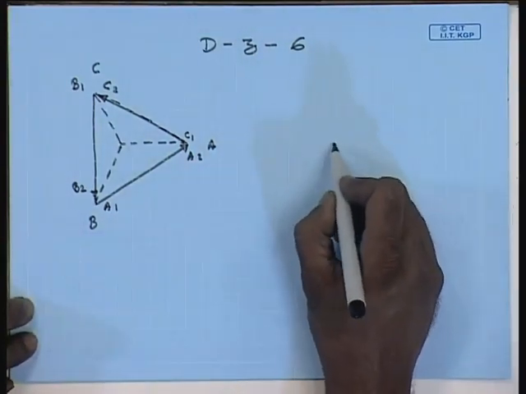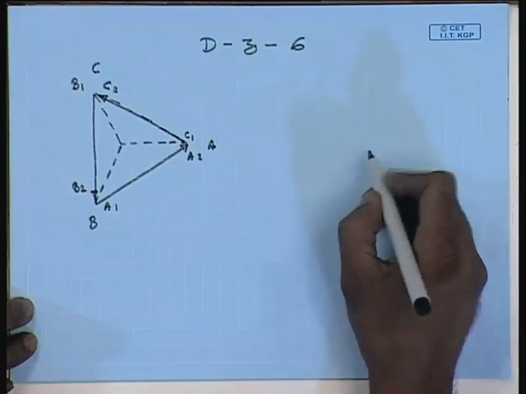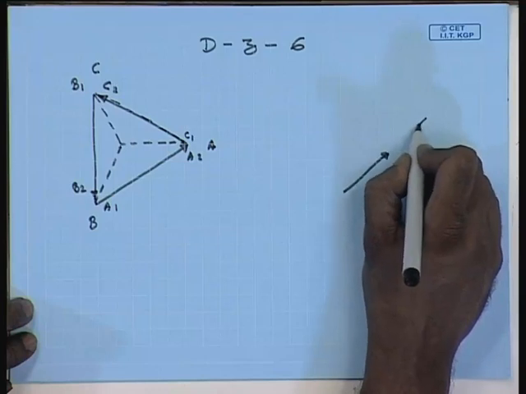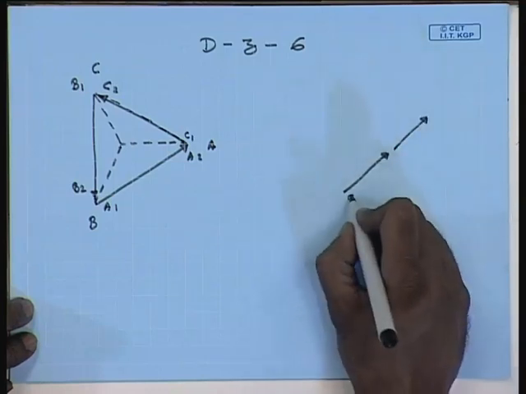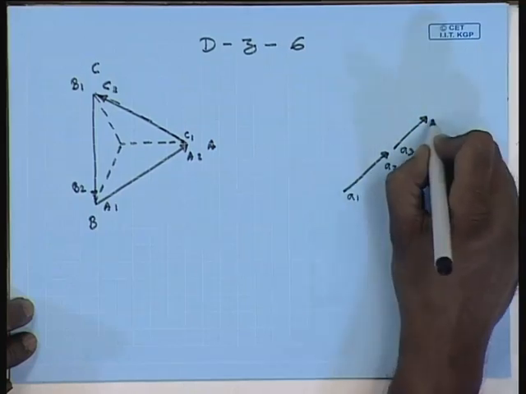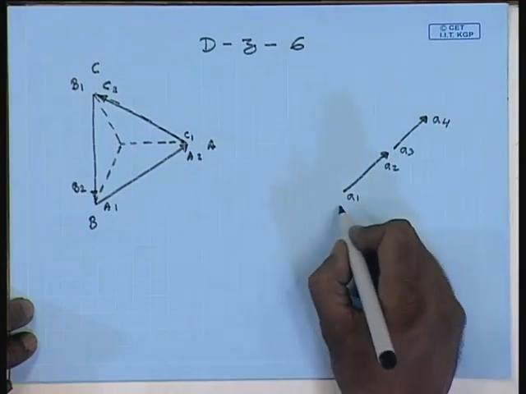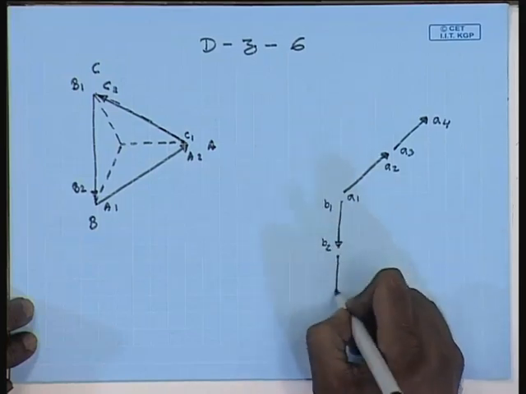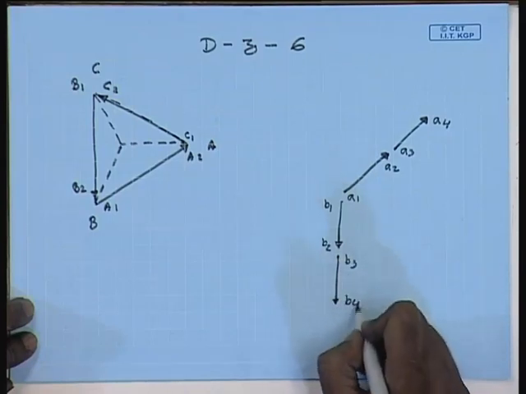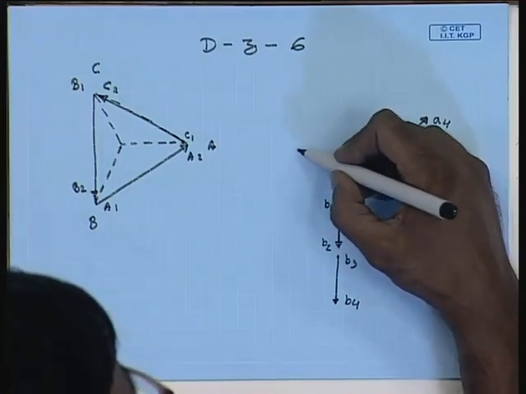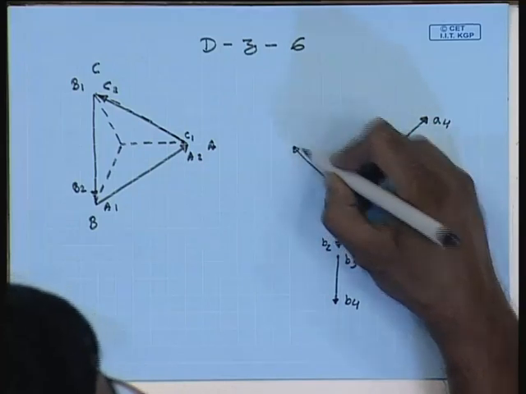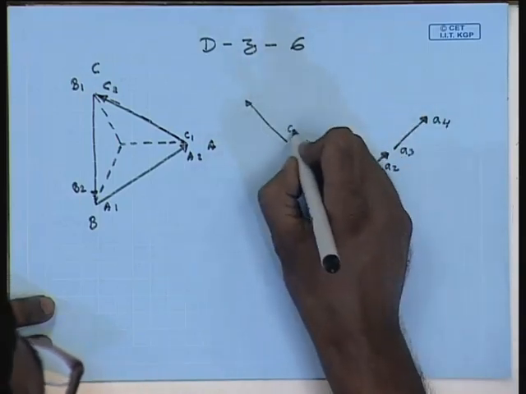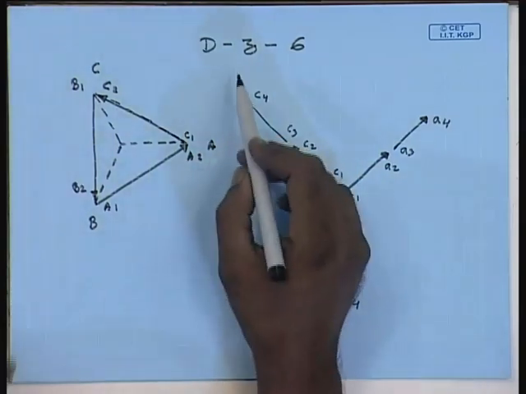So, you will have two voltages A1, A2, A3, A4, then B1, B2, B3, B4. These are the different winding voltage phasors that we will obtain on the LV side. C1, C2, C3, C4. Now, the connection is DZ 6 degree.